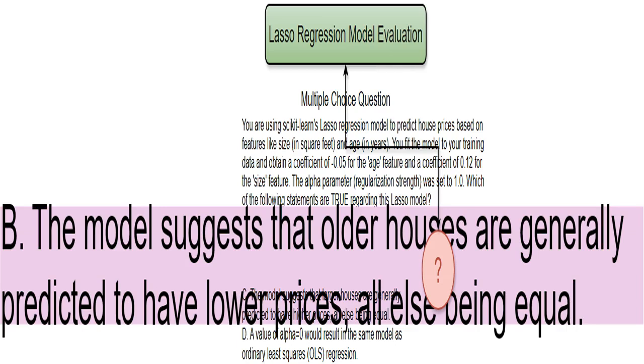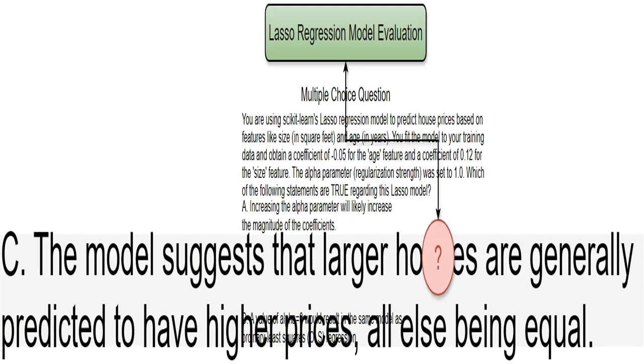The model found that as houses get older, their predicted prices tend to go down. This is what the negative coefficient for age tells us. All other factors being the same, an older house will be predicted as less valuable. Interesting, right? The model suggests that bigger houses generally command higher prices. The positive coefficient for size confirms this. Larger square footage means a higher predicted price, given all else is equal.